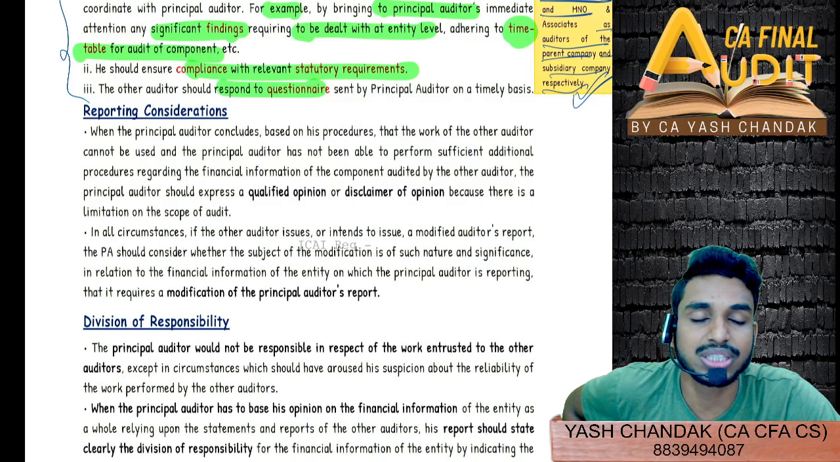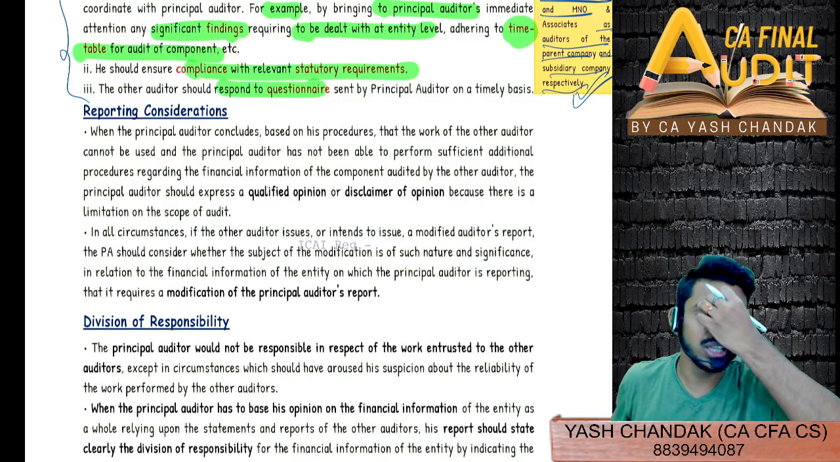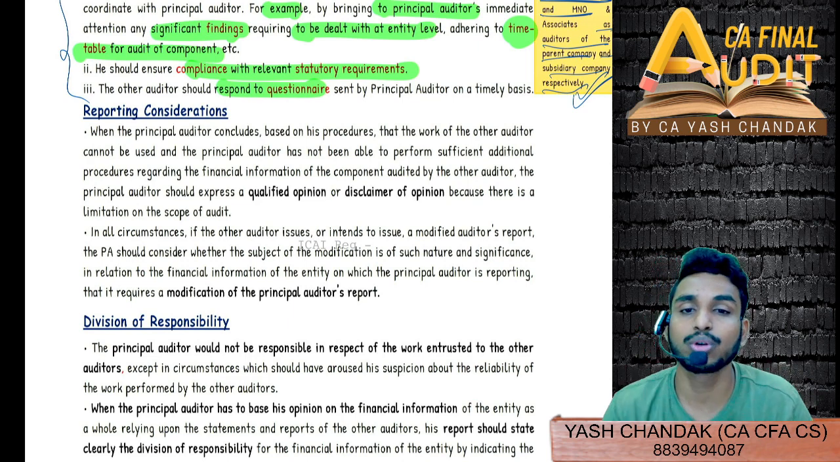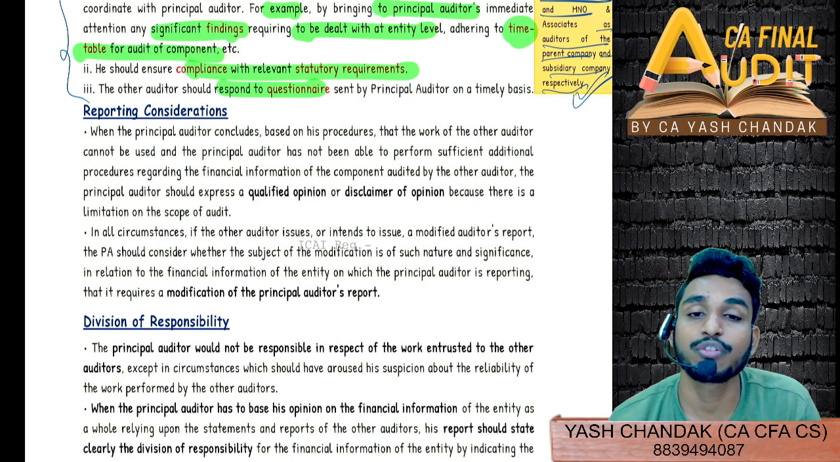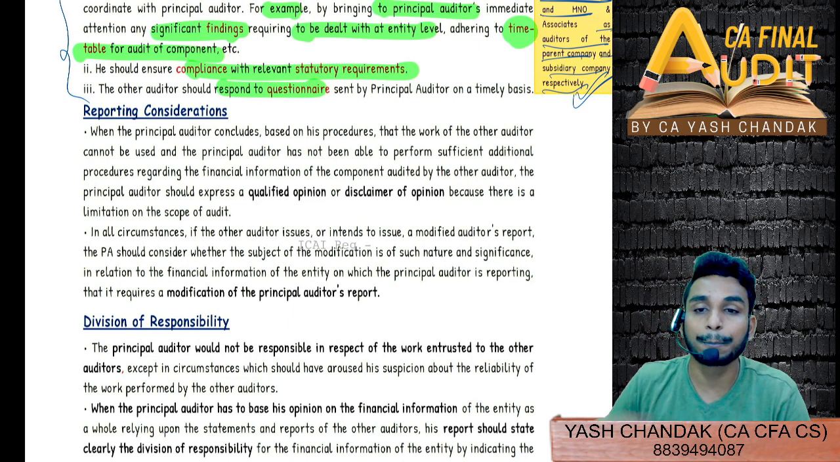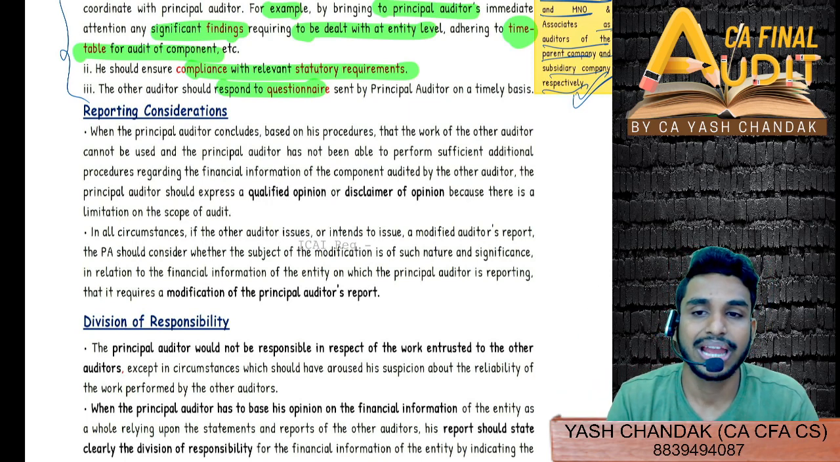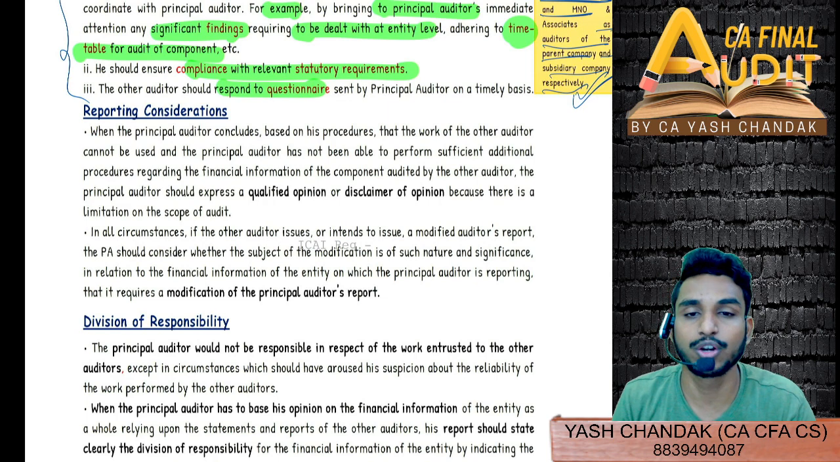And when does this situation arise? The situation arises when you are not able to get a grip on the other auditor, you are not sure about him, and you are also not able to perform any sufficient additional procedure so as to obtain audit evidence regarding the financial information of the component. Therefore, in that case, you will issue a qualified opinion or a disclaimer of opinion.